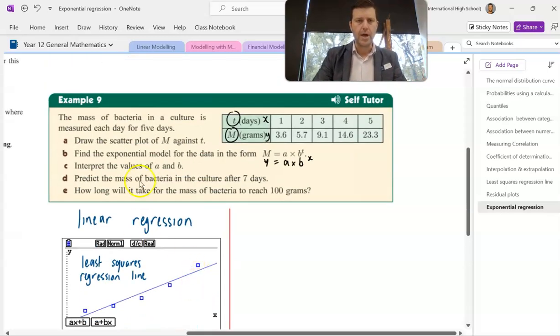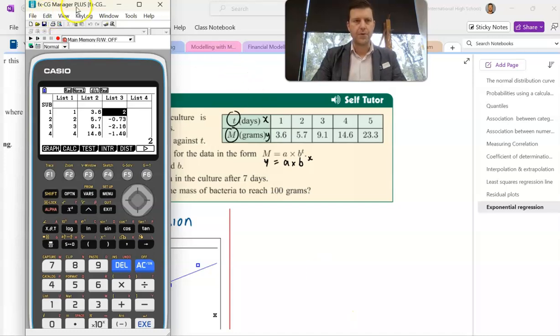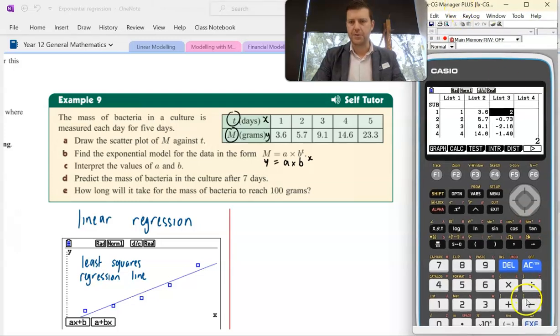Okay. So how do we work out the exponential equation from this set of data? Again, once I've gone through and drawn my least squares regression line, I'm back into the list form here. So I've got the data in list 1 for X or T, and the data in list 2 for M or Y. And there's my residual values for the least squares regression model, or for the linear model. But I'm now being asked to work out the exponential equation.